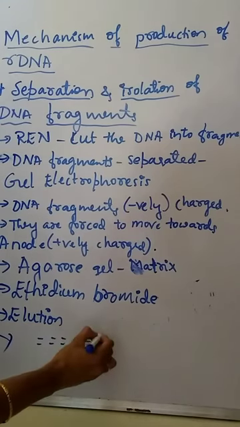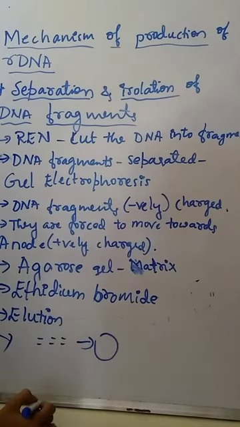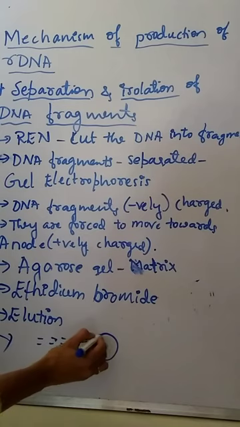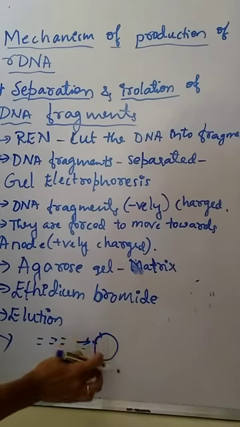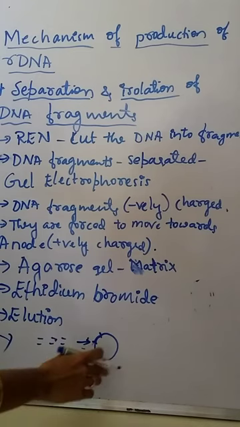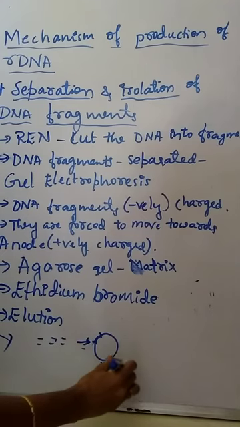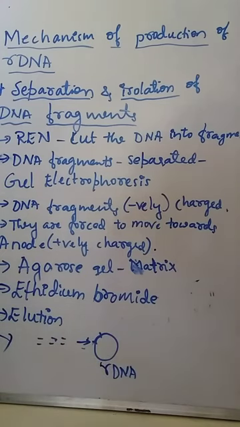For that, consider this is a vector DNA. We need to join this DNA fragment to the vector DNA like this. Consider this is a gene of our interest, and this is a cloning vector. Then after joining this we will get rDNA, or recombinant DNA. This is about separation and isolation of DNA fragments using gel electrophoresis technique.